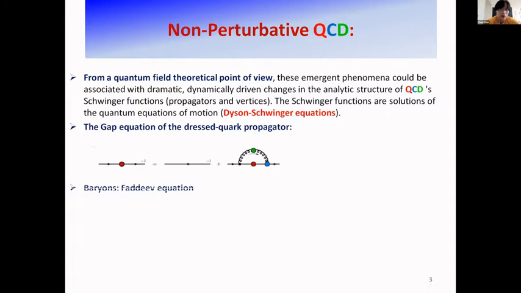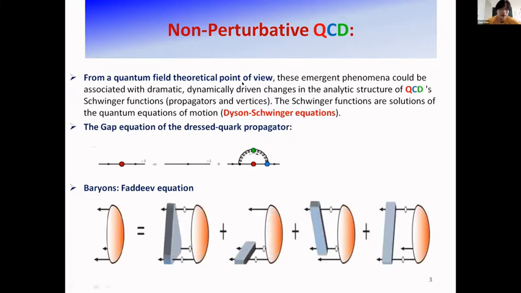We also know that hadrons are bound states, and so in order to study them, we need the quantum bound state equations. For mesons, we need a two-body bound state equation, the Bethe-Salpeter equation. For baryons, we need a three-body bound state equation, the Faddeev equation. Here are the Feynman diagrams of the Faddeev equation.